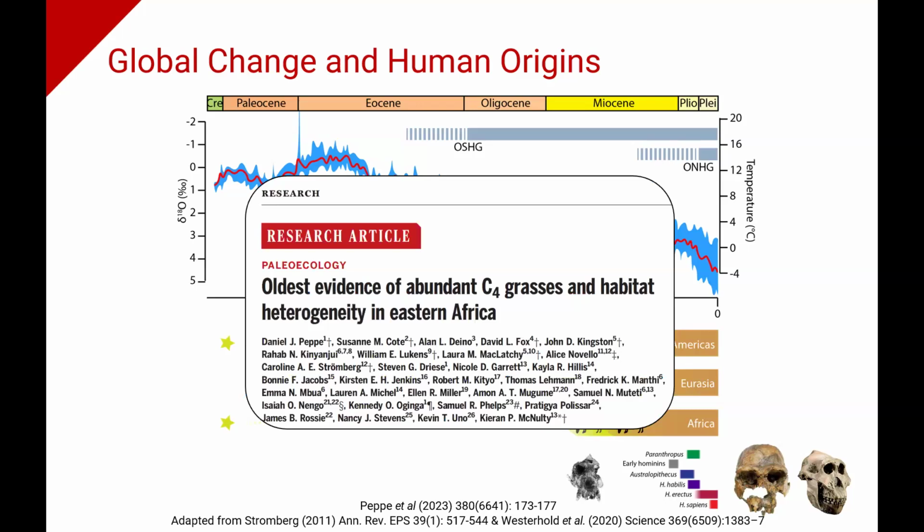Now, some of this canonical information has been challenged by a pair of papers that have come out in the journal Science in the last several years, which are really interesting. This is work led by an African Miocene research team called the REACH Project. Daniel Pepe, Susie Cody, and Kieran McNulty have really spearheaded this important work.